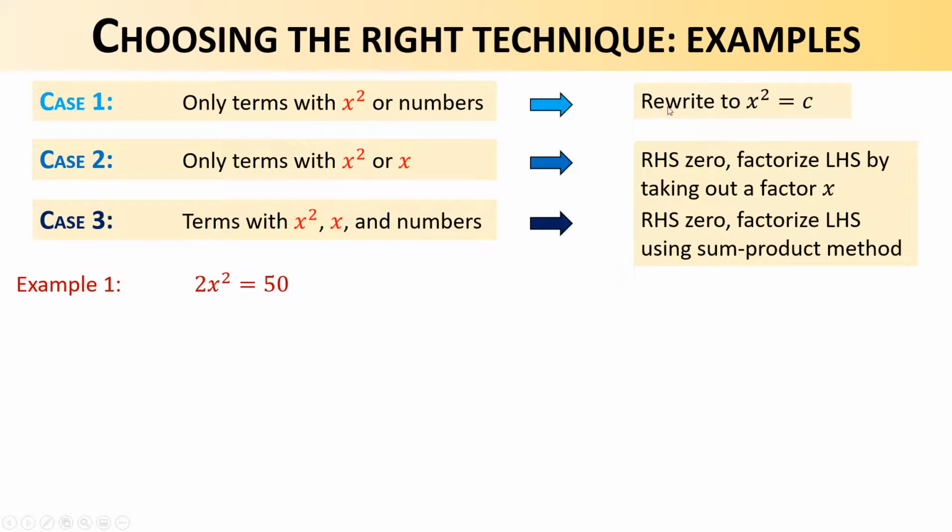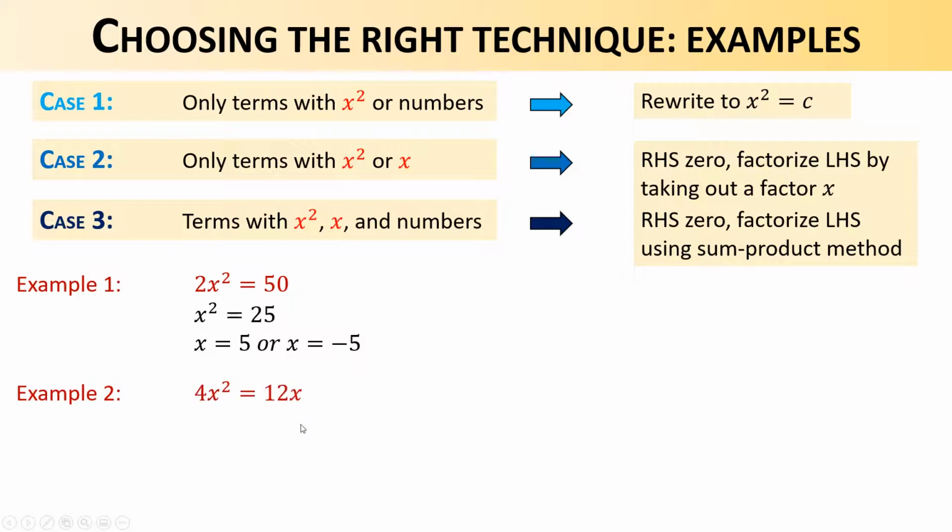So then it says we can rewrite this to x squared is some number. So we're going to go from this to just x squared. That means we divide by 2, and that means we also divide the right hand side by 2. So we get x squared equals 25. x itself will be the square root of 25 or minus the square root of 25. So it will be 5 or negative 5.